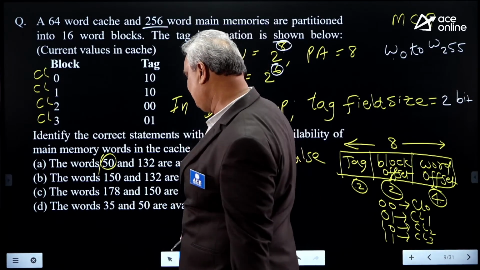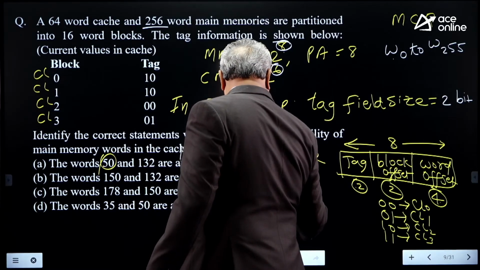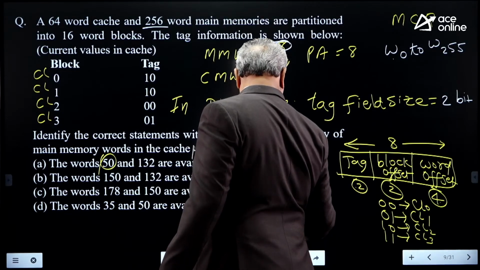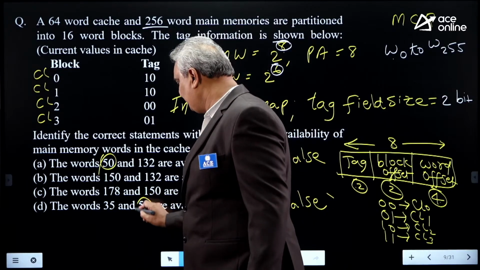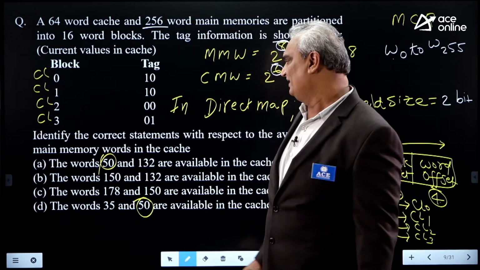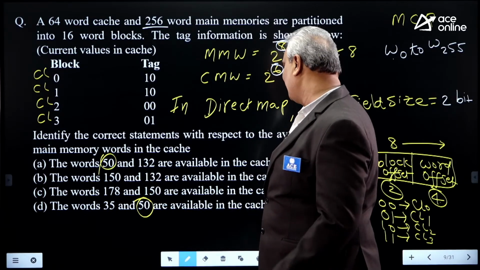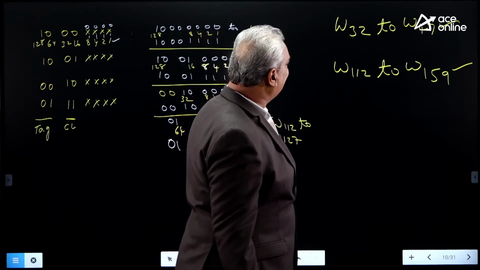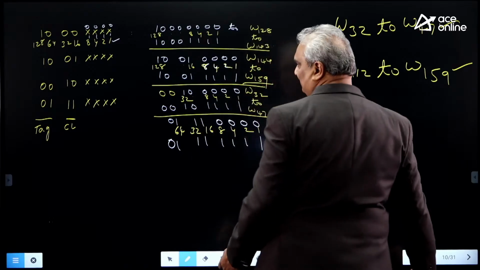Not only this one, option D is also false because in option D also he mentioned 50. Okay. What about option B? The words 150 and 132 are available. Look here. 132 is available here. 150 is also available here. That's why option B is correct.